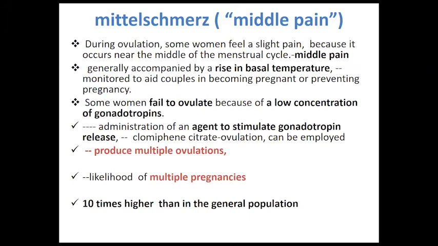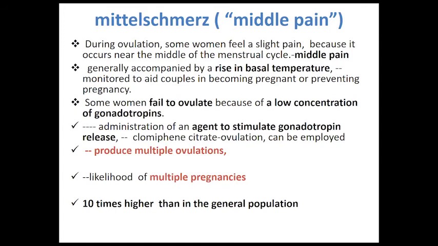So with the taking of this drug, many multiple births are seen as a result. The likelihood of multiple pregnancies is 10 times higher than in the general population if this drug is given, because it stimulates many follicles. Normally many start growing but only one matures and is released. But if this drug is given, multiple follicles mature and are released, and so the end result is multiple pregnancies.